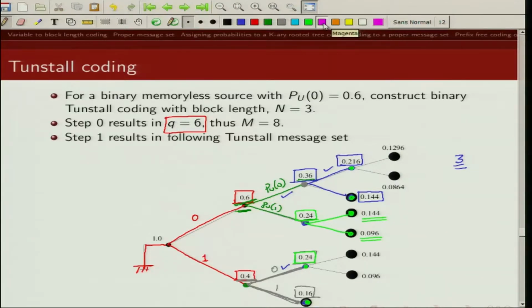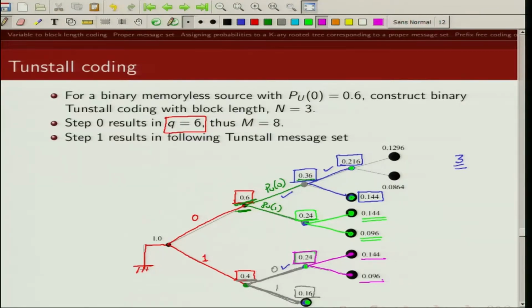So at this point, the most likely leaf is this. So I'll extend this leaf. If I extend this leaf, what I get here is a new leaf with probability 0.144 and a new leaf with probability 0.096. So I have done so far 5 extensions of the extended root.